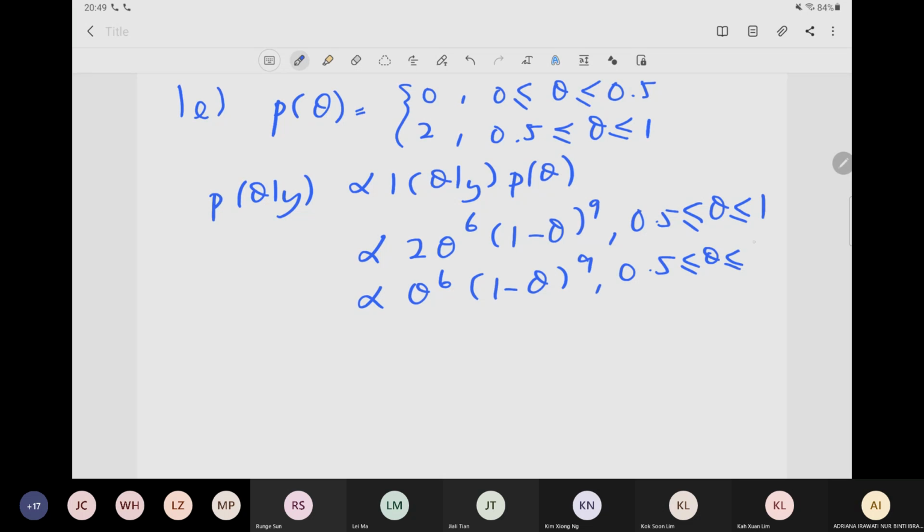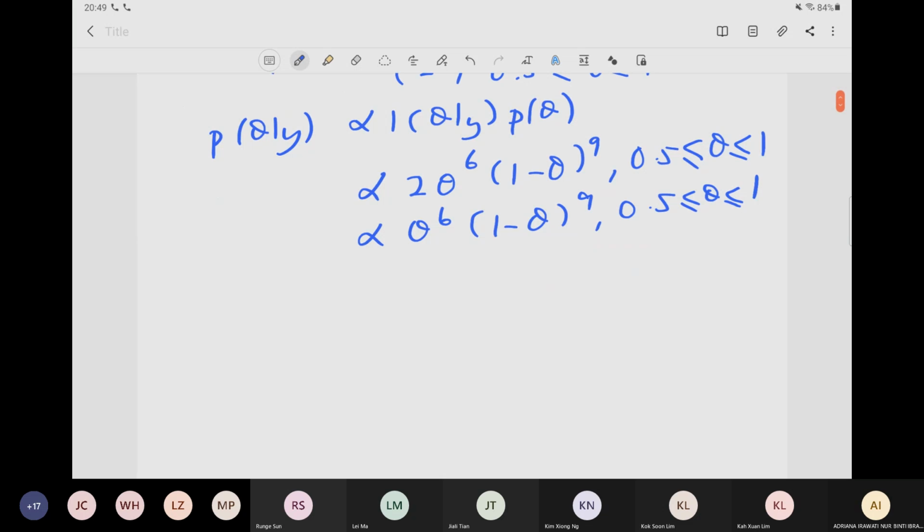Okay, you have theta to the power 6 times 1 minus theta to the power 9. As I said, this one is not a beta, and it's not a known distribution. So what happened here is you have to find the constant, because to make it a proper PDF, you have to integrate to 1. And because theta is from 0.5 to 1, that's the range.